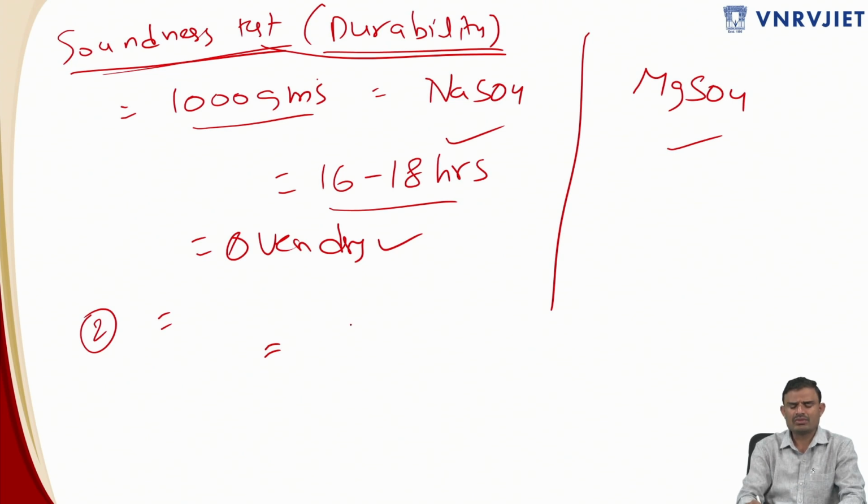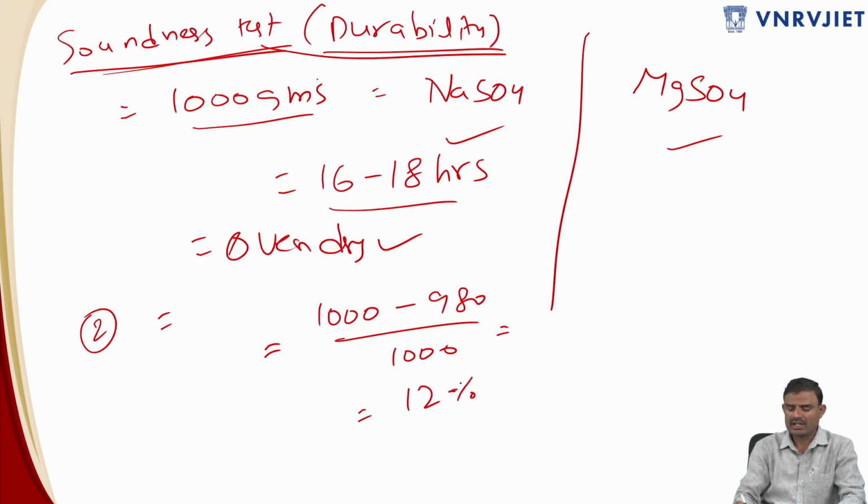So I have taken 1000 grams as the initial weight, but the final weight might be somewhere around 980 grams after weight loss, then divide with respect to 1000 grams. This will represent the soundness of the aggregate we are testing. So this is very, very important. This is a representation of the durability test, and the limit for the value is that it should not be more than 12%.